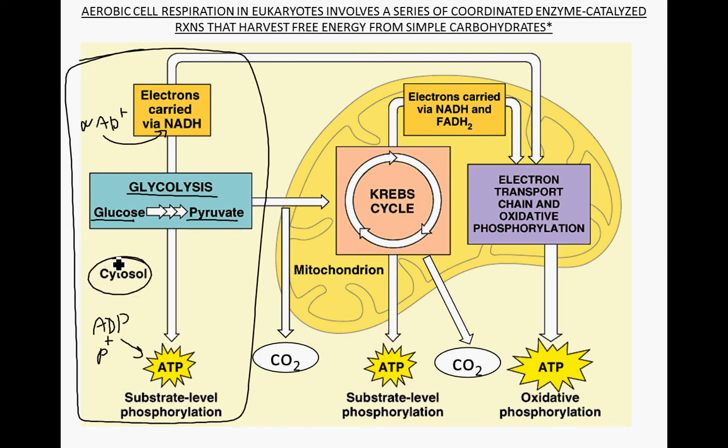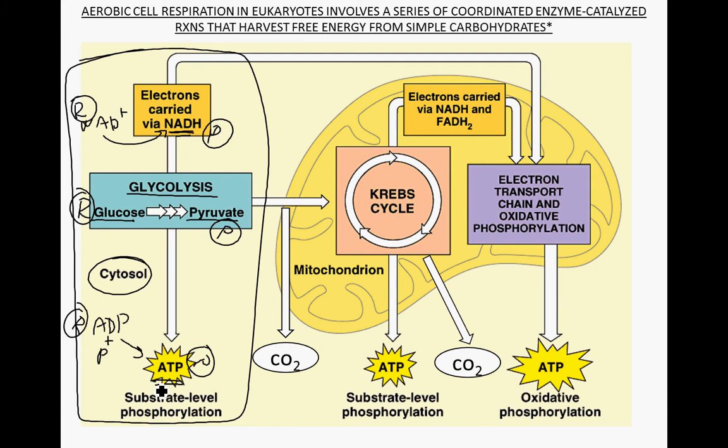So again, to go back, the reactants of glycolysis are glucose, NAD plus, and ADP. The final products are NADH, pyruvate, and ATP. This happens in the cytosol. Why? The purpose of glycolysis is to generate NADH and to generate ATP that can be used by the cell.